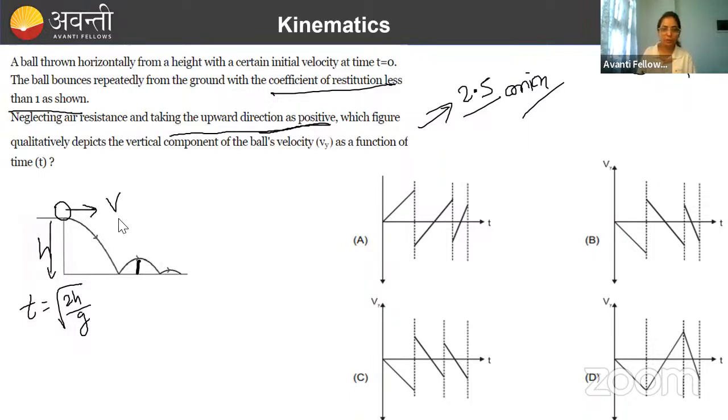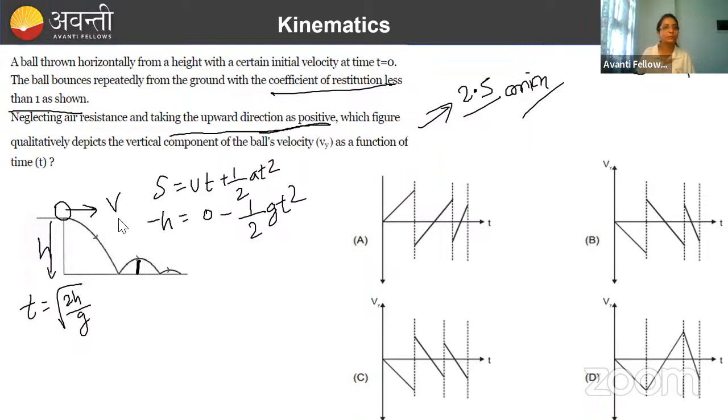So, if I write the equation of motion in the vertical direction, s equals ut plus half at square. Displacement is happening in the downward direction, so I will write minus h, initial velocity is 0. Acceleration is also in the downward direction. Downward direction we have to take as negative, since in the question it's given upward is positive. So minus half g t square. If you calculate the time for the ball to fall to the ground for the first time, it will take root of 2h by g. This is the time it will take to fall down.